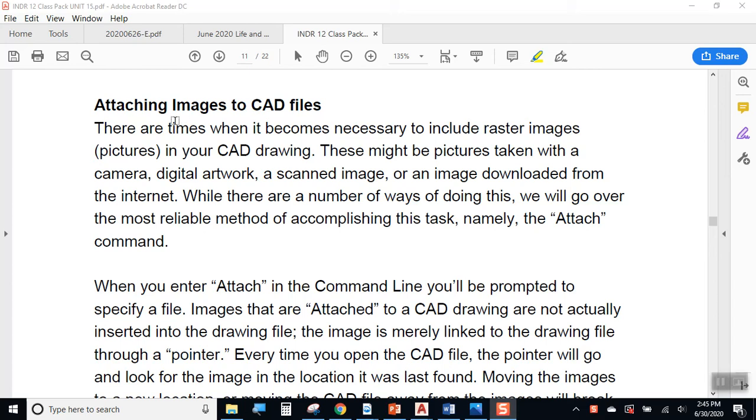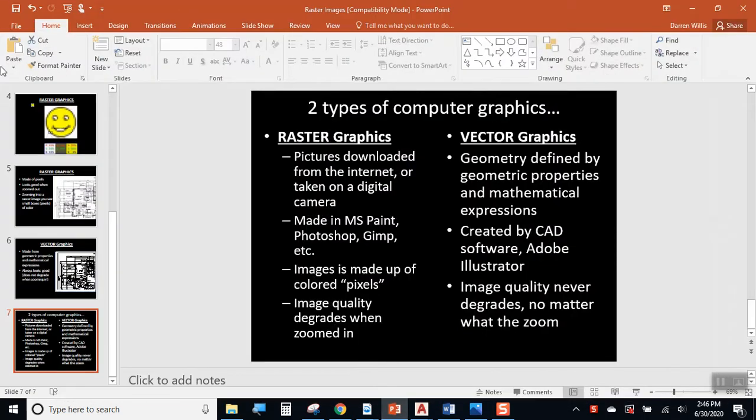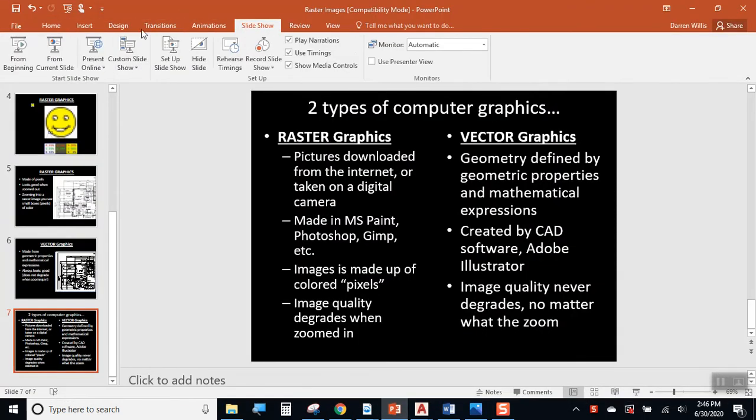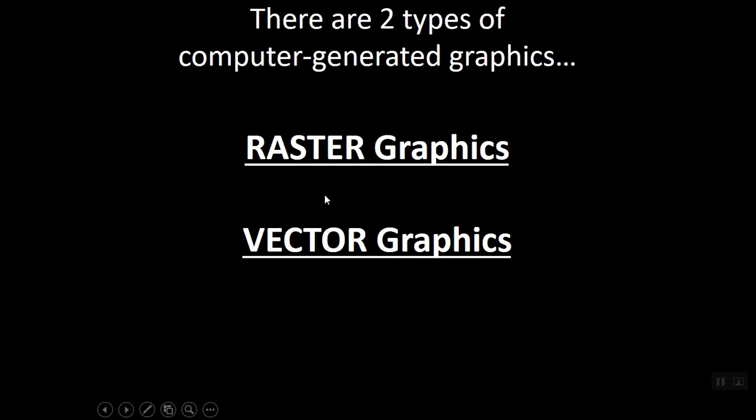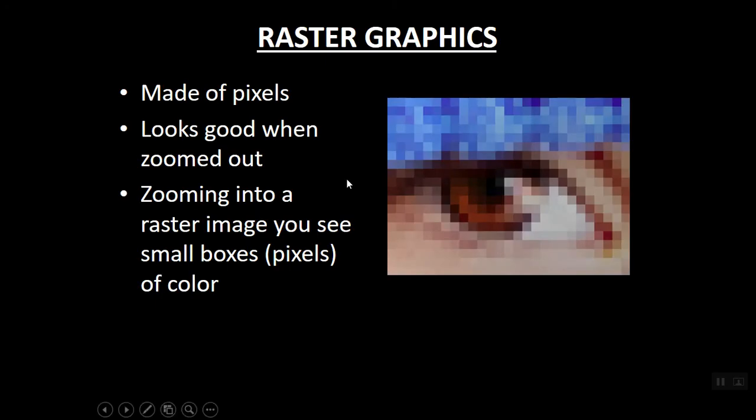We're going to talk about working with raster images and attaching raster images to CAD files. So we've already had a discussion earlier in the semester about what is a raster image. And we know that there are two kinds of computer generated graphics. There are raster graphics and there are vector graphics. And raster graphics are made of pixels.